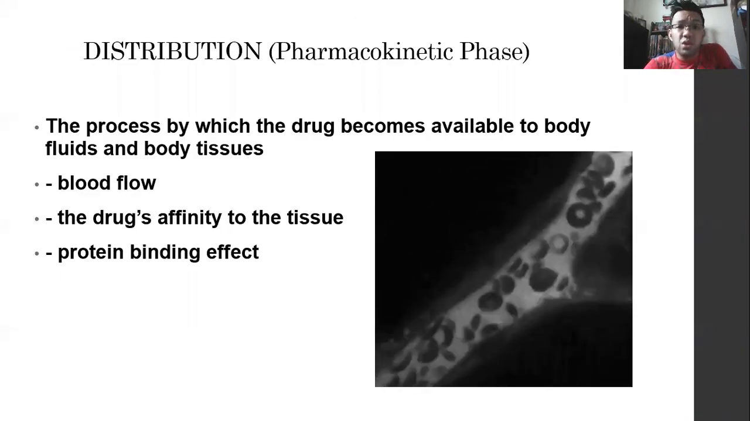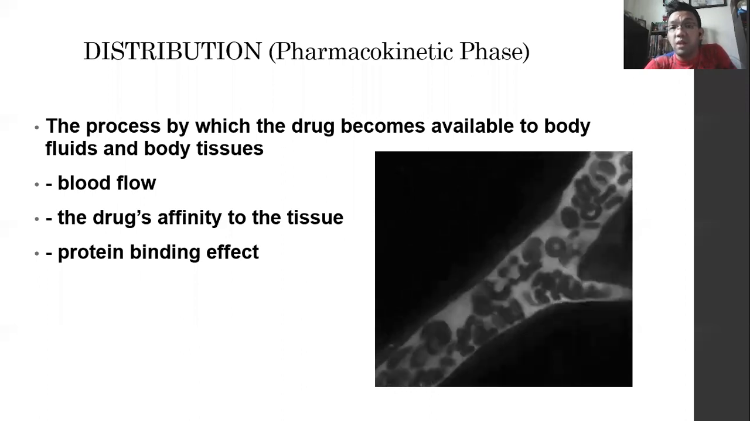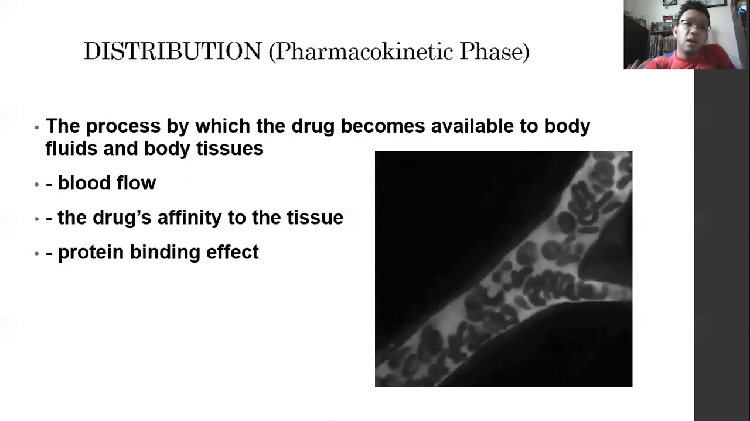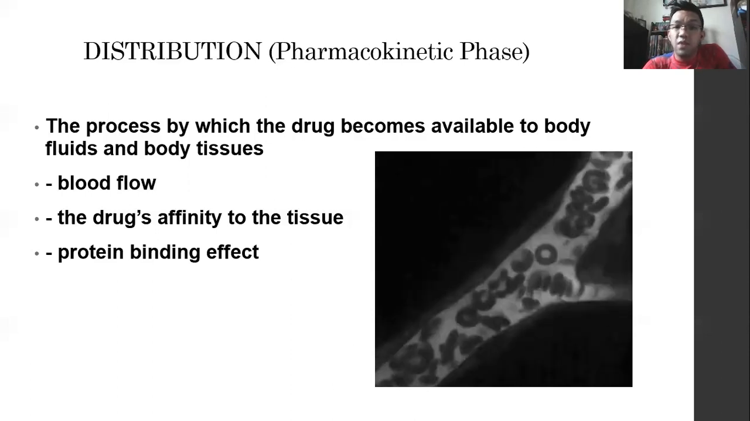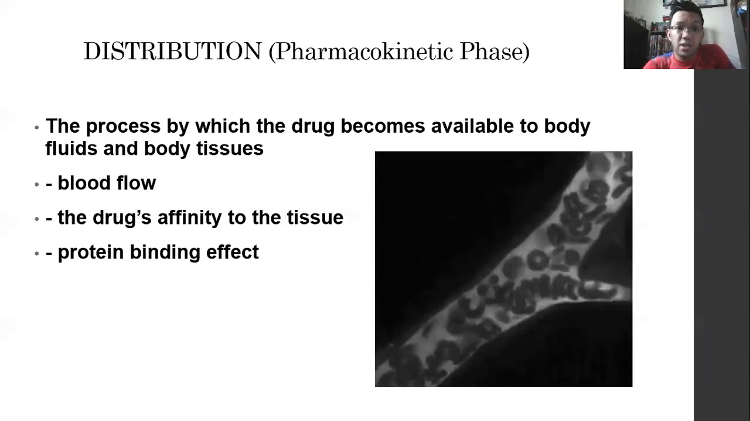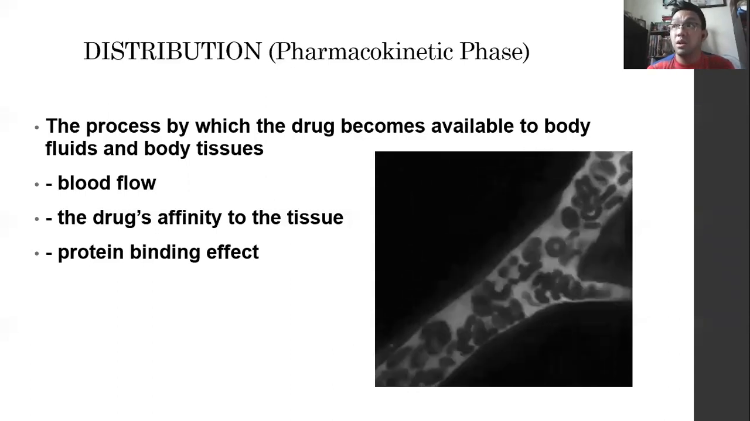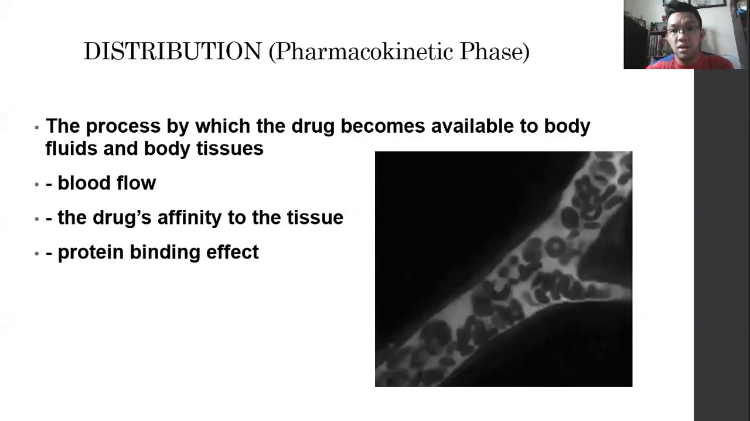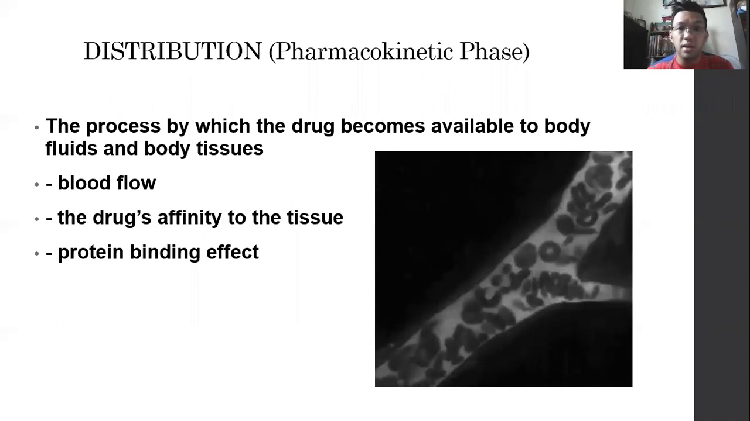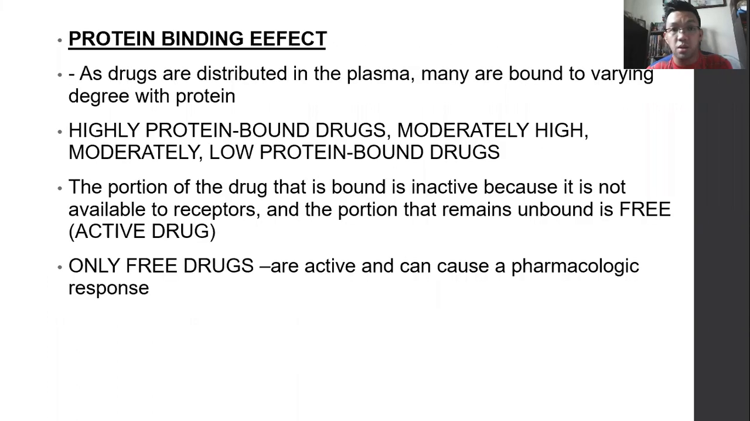Now for the distribution, this is the process by which the drug becomes available to body fluids and body tissues. Like what I've said earlier, the blood is the vehicle for the drugs that are taken in by the patient. It also talks about the drug's affinity to the tissue, to the site of action where the drug is intended for, and as well its protein binding effect. Because some drugs bind to albumin inside our blood. So that's one factor that we need to take into consideration as well in the distribution.